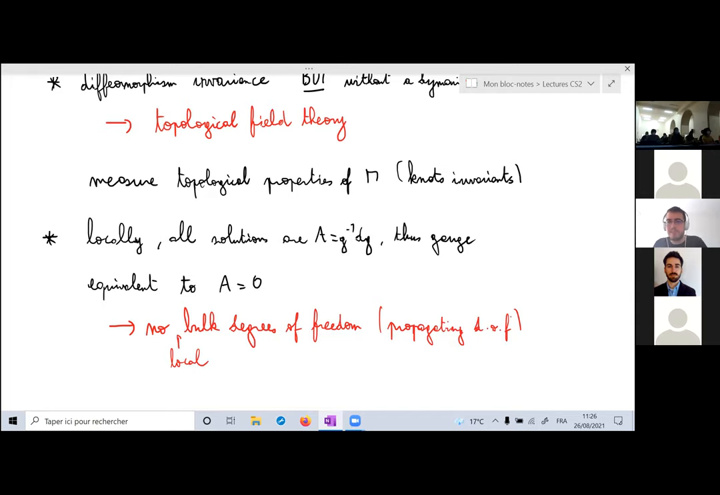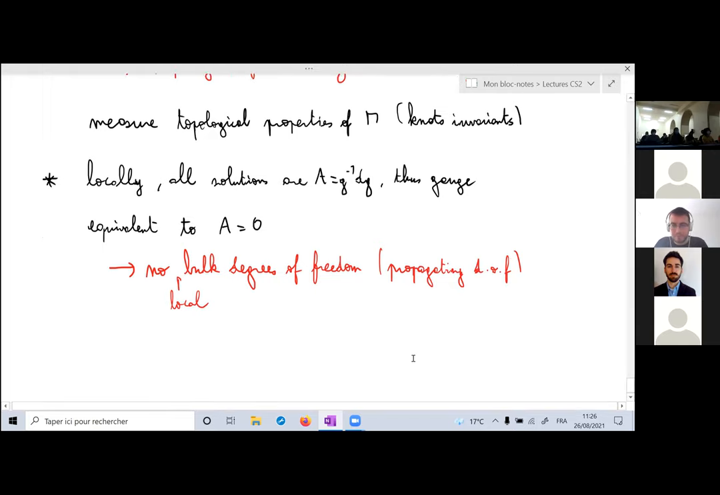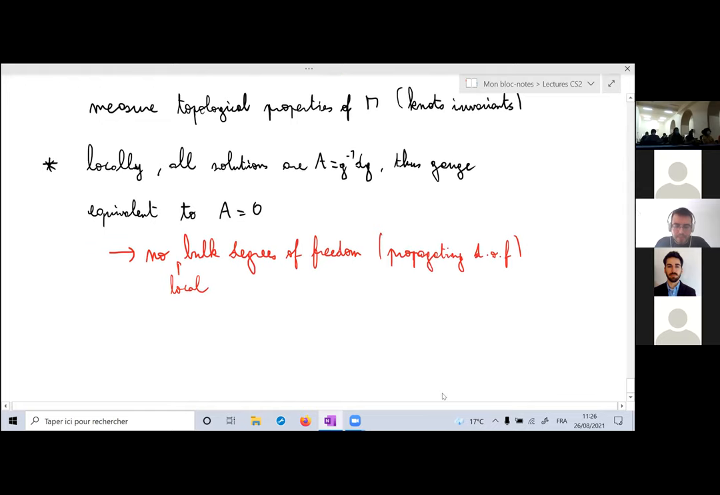And one could then wonder, does it mean that the theory is actually completely trivial? And the answer is no, because in general, there could be, well, two things. There could be, first of all, global degrees of freedom. And these are typically related to the topological properties that I mentioned before. So for instance, you can consider what I call Wilson loops, which are not local degrees of freedom, but extended objects. And in the end, these are typically what will serve for constructing this topological invariant.